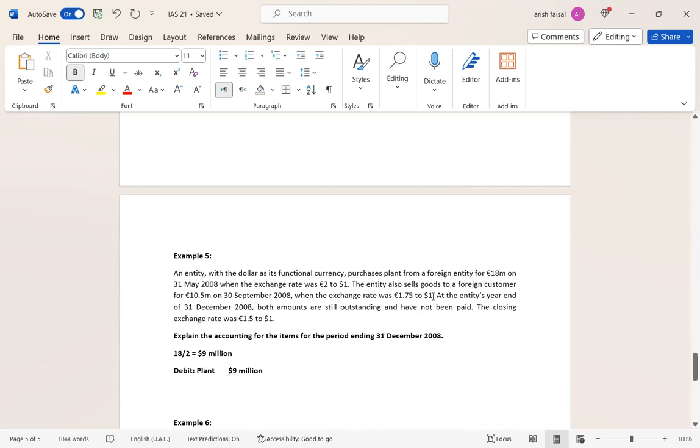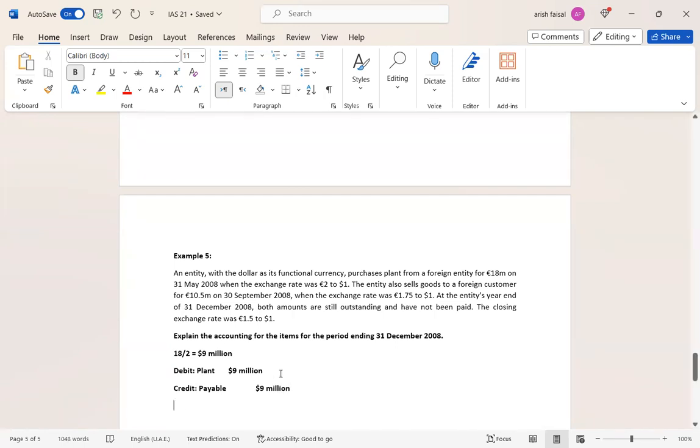The entity also sold goods to a foreign customer for 10.5 million euros on this date, when the exchange rate was this. At the entity's year end, 31st December 2008, both amounts are still outstanding and have not been paid. So basically, this was not paid. It was on credit. So I'm going to credit payable over here with the amount of 9 million.